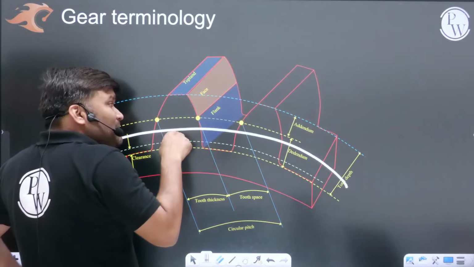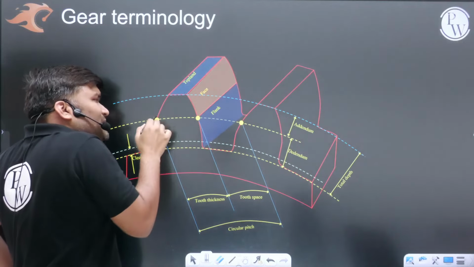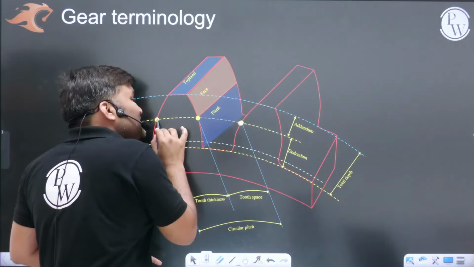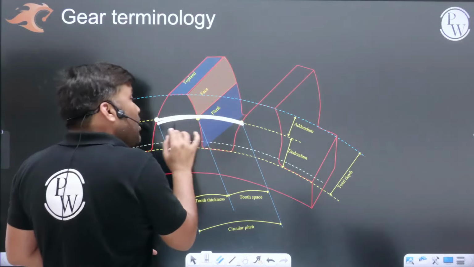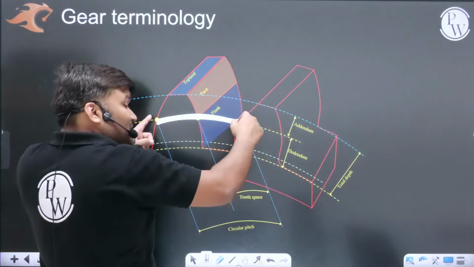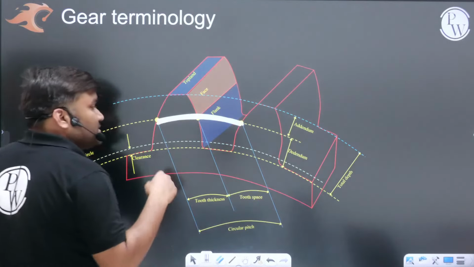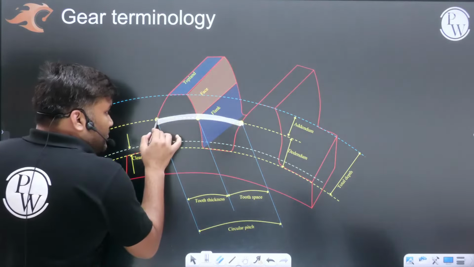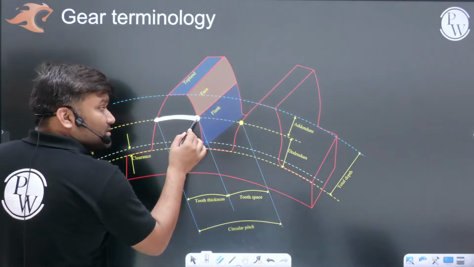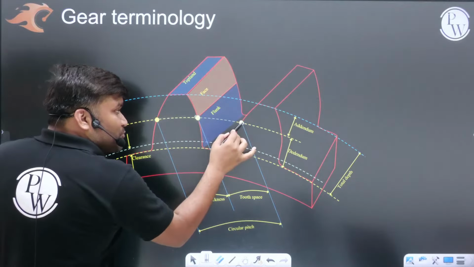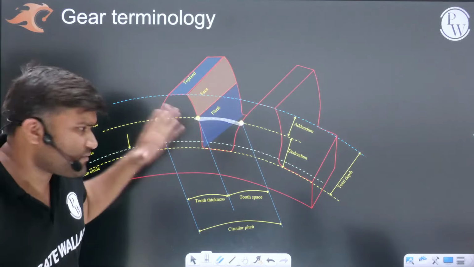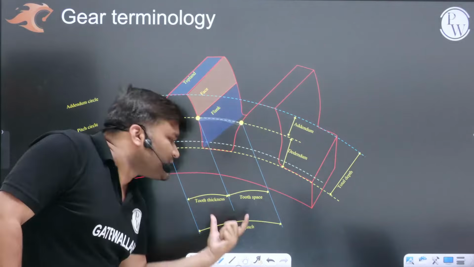On this pitch circle, for one tooth, from this point to the same point of the adjacent tooth, if you measure this distance along the pitch circle as an arc, this distance is called the circular pitch. From this point to this point is known as tooth thickness, and from this point to this point is known as tooth space. So from this diagram, tooth thickness plus space is nothing but the circular pitch.